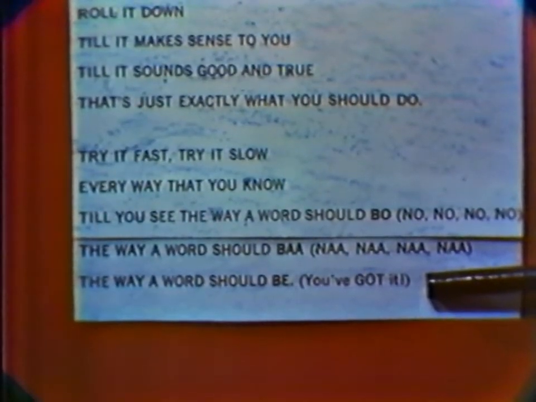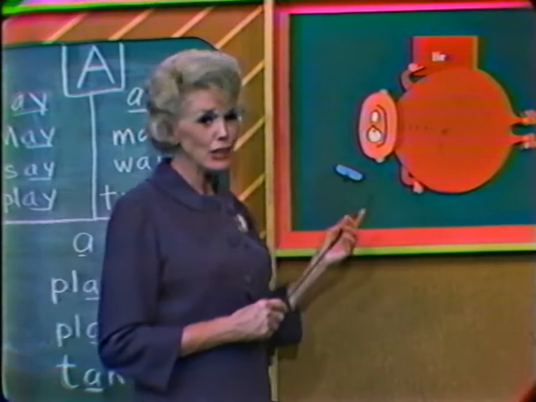You've got it. Well, now you know the word lie also means something else. Can you guess? Well, look at Alfred. What is Alfred doing? He's not standing up. He's not sitting down. Alfred is tired and he's lying down. That's the other meaning of the word lie. When you are tired, you lie down and go to sleep.